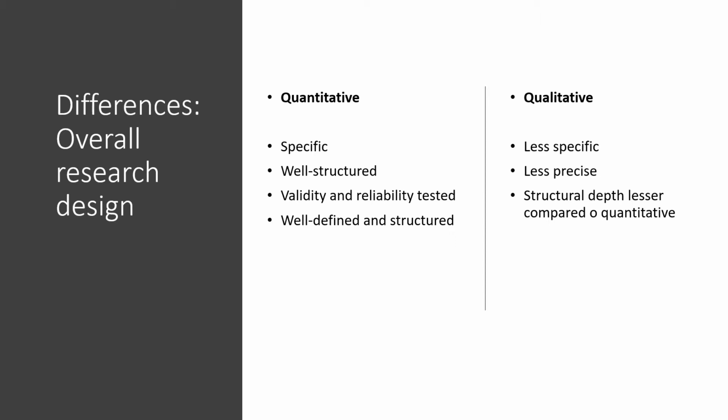So I'll begin with quantitative studies. Quantitative studies are more specific, well structured, they have been tested for validity and reliability, and you will find that they are explicitly defined and recognized. I will give you an example of what I mean by structured and what I mean by specific and well structured. In comparison to quantitative, qualitative study designs do not have the attributes that I have listed in quantitative, or they have it to a lesser degree. They are less specific, less precise, and do not have the same structural depth. Now let's understand what I mean by structured and unstructured.